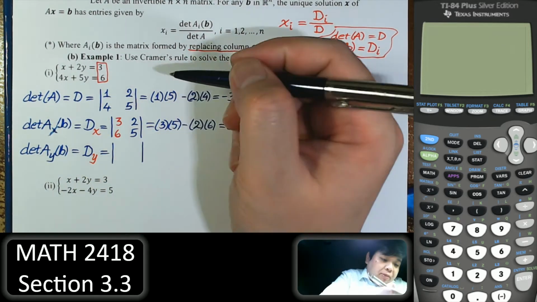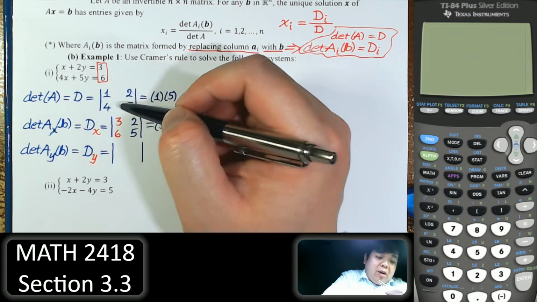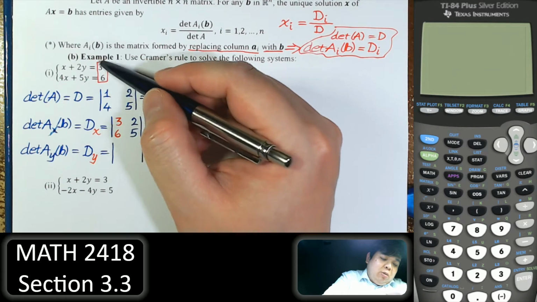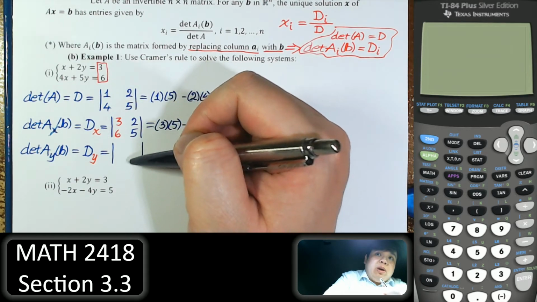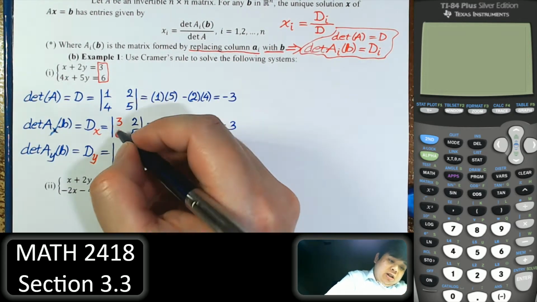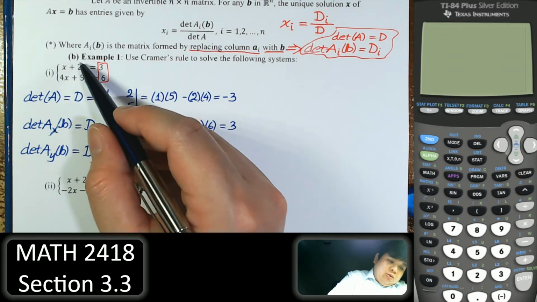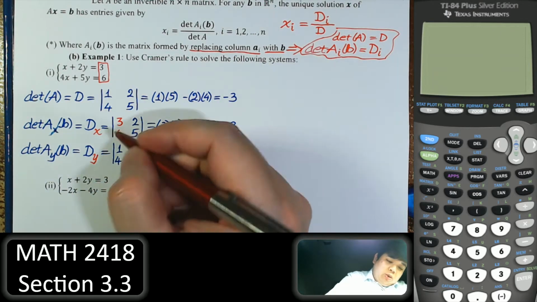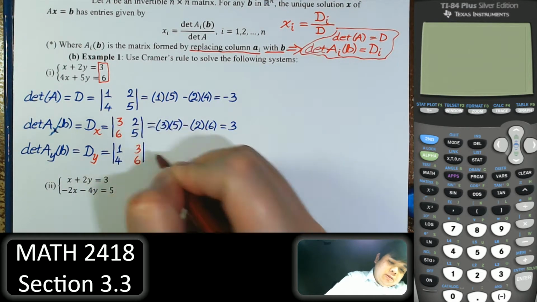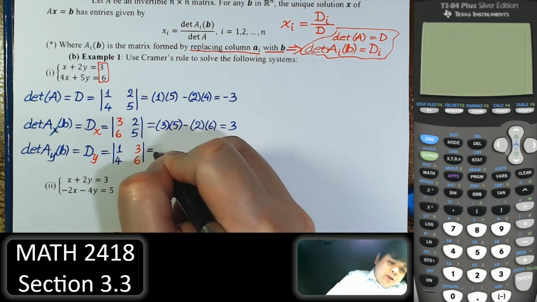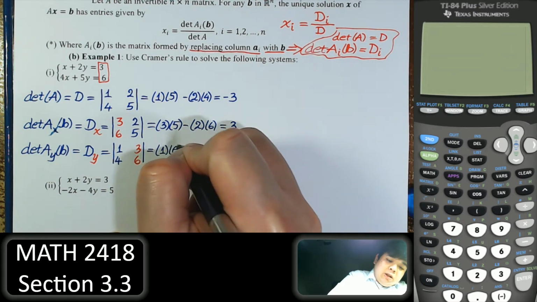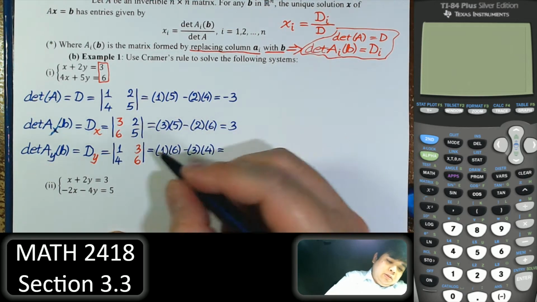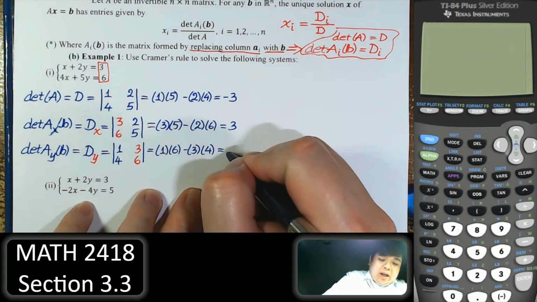So as you see, we have the matrix A, and its determinant is D. Now we just replace the last column into x, we have D_x. Replace the last column into y, we have D_y. But of course we have to calculate the determinant. So if we replace that into the coefficients of y, we still have 1 and 4. Our column is still 3 and 6. So we have 1 times 6 minus 3 times 4, and that is -6.